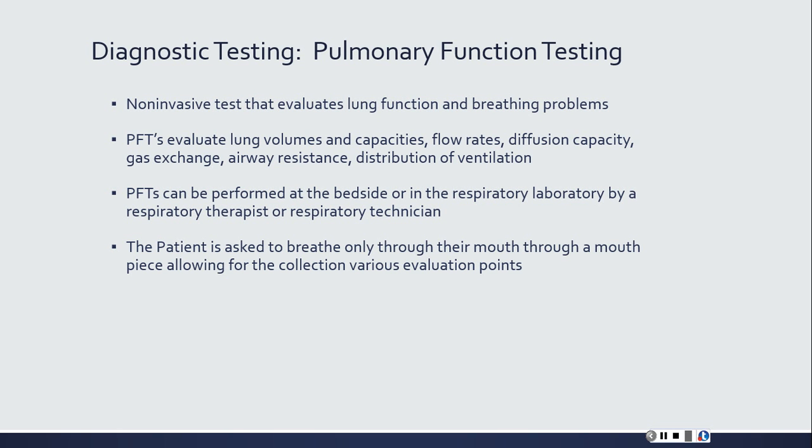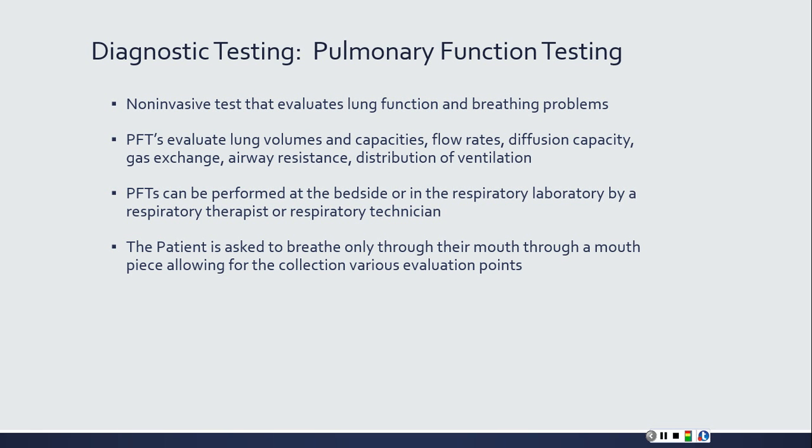And the patient's going to be asked to breathe only through their mouth, through an actual mouthpiece, allowing for the collection of various evaluation points. Okay, these are really, really good, especially when you're talking about asthmatics, patients with COPD. This really evaluates and puts numbers on how well this patient is breathing. Okay, how effective their breathing process is.